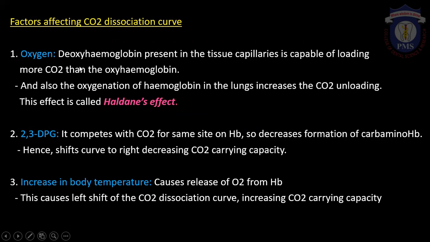And the last factor affecting the carbon dioxide dissociation curve is increase in body temperature. Whenever the body temperature gets increased, there will be release of oxygen from the hemoglobin, which in turn increases the carbon dioxide carrying capacity, thereby shifting the curve to the left. So these are the three factors affecting carbon dioxide dissociation curve.